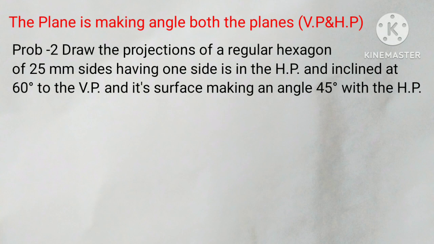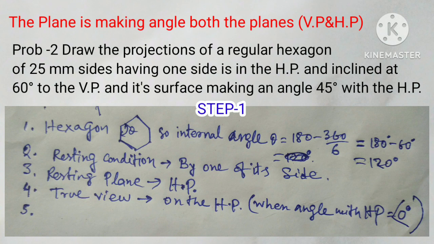This is problem number 2, where the plane is making an angle with both planes, that means the horizontal plane and the vertical plane. And the problem is: draw the projection of a regular hexagon of 25 mm sides, having one side in the HP and inclined at 60 degrees to the VP, and its surface making an angle of 45 degrees with the HP. Now we will sort out our problem. So this is the hexagon, so the number of sides is 6, so the internal angle will be 180 minus 360 by 6, that means 120 degrees.